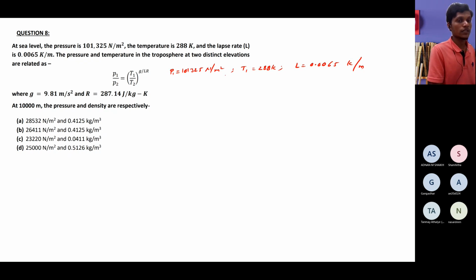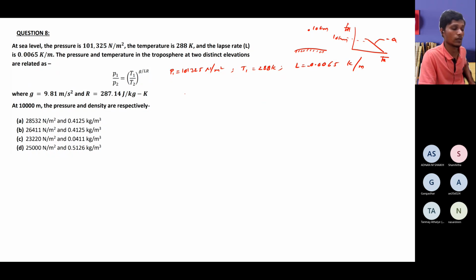They asked for the pressure and density. Suppose this is the sea level and this is the 10 kilometers height. The temperature in the standard atmosphere decreases. If you see the profile of temperature versus height, this is the temperature, this is the height, and the lapse rate is negative. So your temperature should decrease at 10 kilometers altitude. As you go higher, your temperature should decrease. That is the point here.